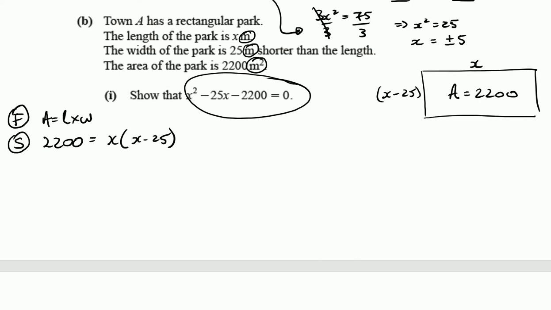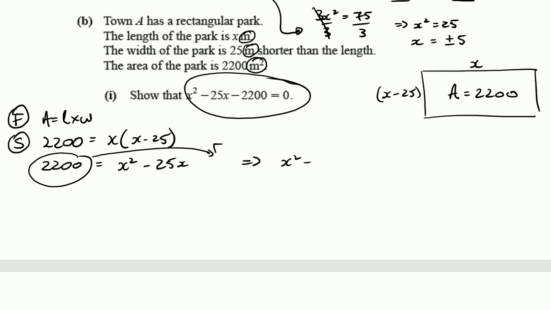And the first thing I want to do is multiply out my brackets, at which stage we should notice, hey, this thing is quadratic, and I always want my quadratic equations to end up equaling 0. So I'm going to grab this 2,200 and shift it to the other side where it becomes negative, and hopefully we can now see that I'd have x squared minus 25x minus 2,200 equal to 0, which is the solution they wanted me to get to.